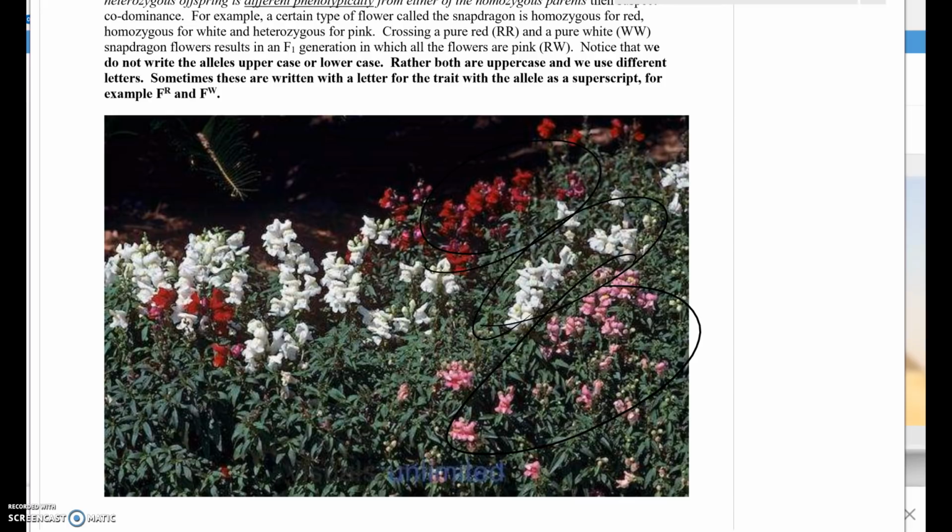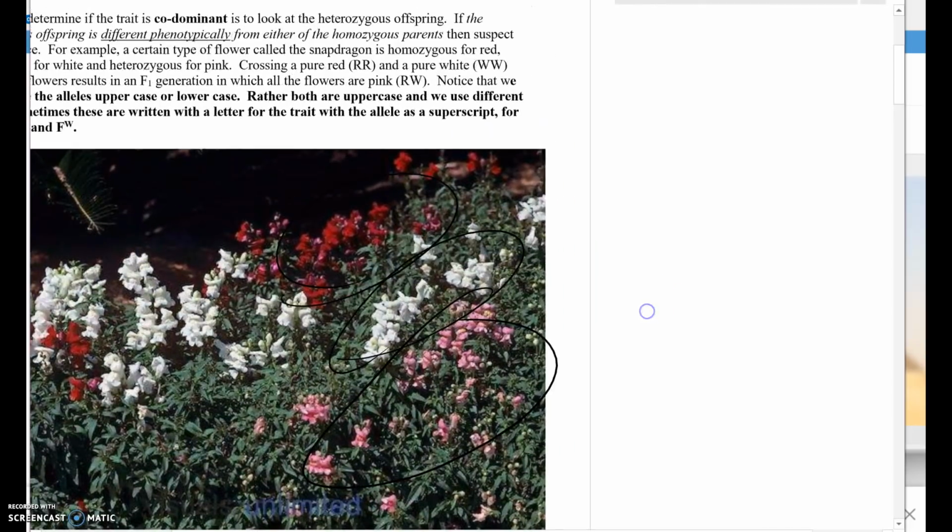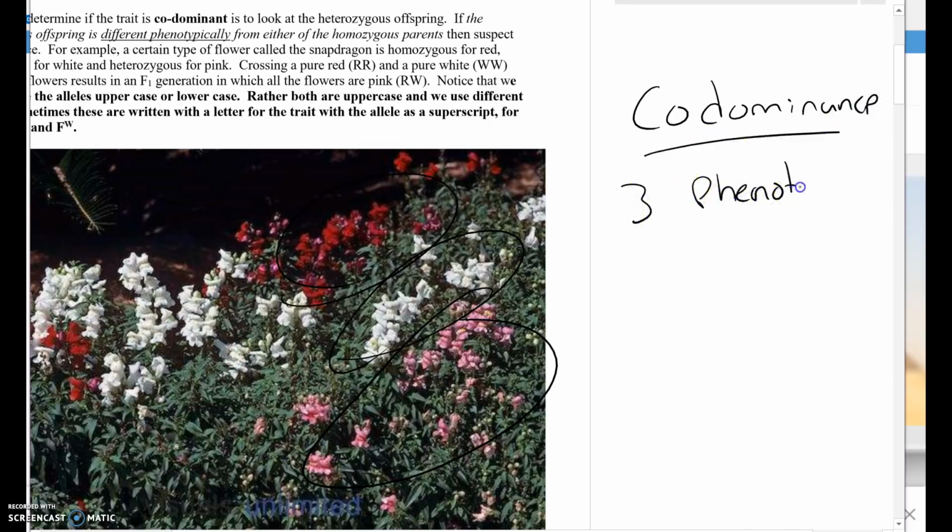So when we see cases like this, where there are three phenotypes and one of them is a blend of the other two, we would expect that this might be the codominance inheritance pattern. So in traits that follow this pattern, there are three possible phenotypes, and one of those is a blend of the other two.